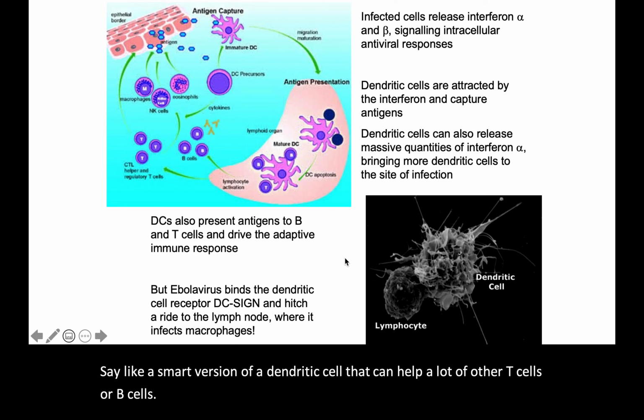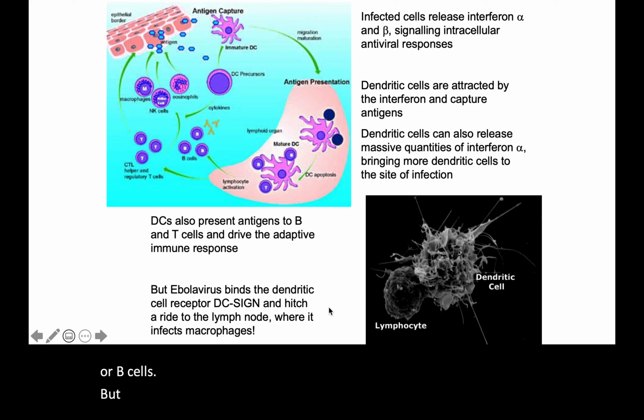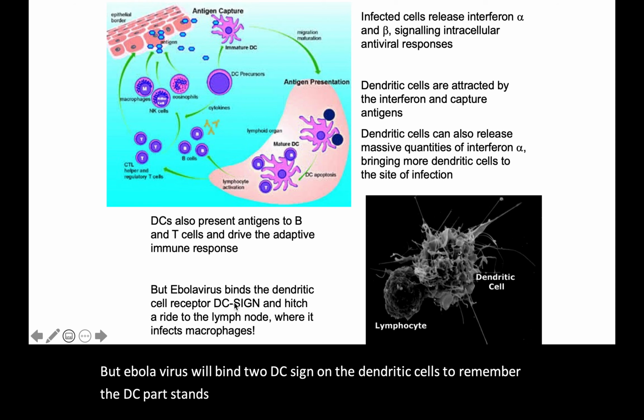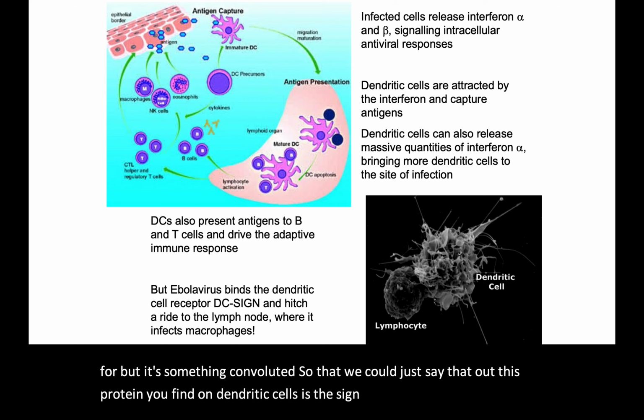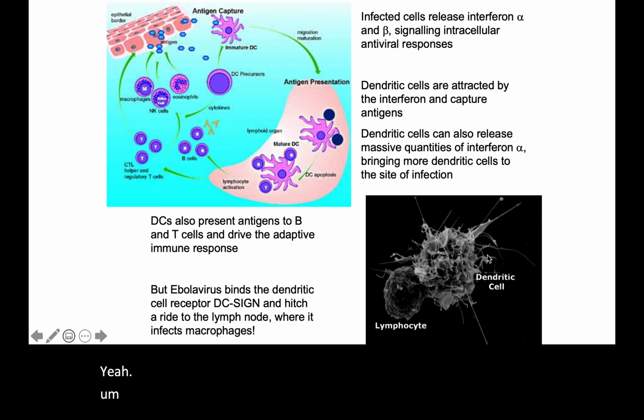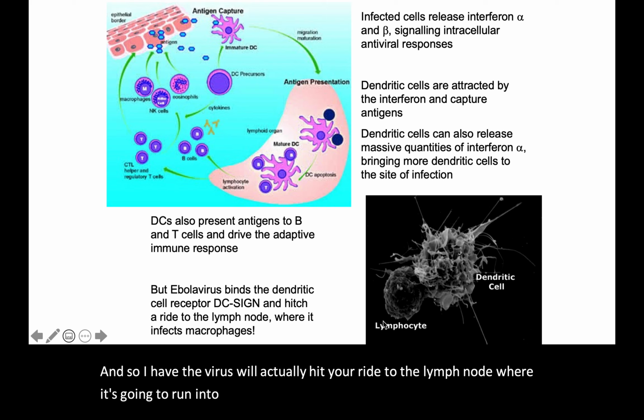But Ebola virus will bind to DC-SIGN on the dendritic cells. So remember, the DC part stands for dendritic cell, and the SIGN part, oh, I forget what it stands for, but it's something convoluted so that we could just say that, oh, this protein you find on dendritic cells is the sign of dendritic cells. DC-SIGN, yeah. The virus will actually hitch a ride to the lymph node where it's going to run into some macrophages and infect them and cause a terrible outbreak.